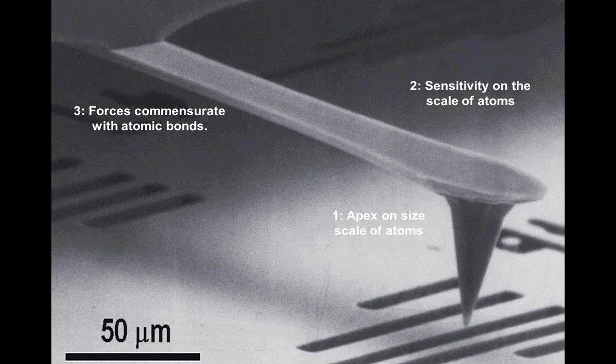There are many enabling technologies in the AFM that enable this resolution, but 3 are unique to the AFM. The apex of the AFM probe is on the scale of the size of atoms. The AFM is sensitive to the scale of atoms, and the AFM senses forces on the scales of atomic bonds. All of these characteristics are unique, because of the unique geometries and capabilities of the probe. And these are often critical factors in determining the optimal probe for an experiment. So I'd like to go through these in a bit more detail.